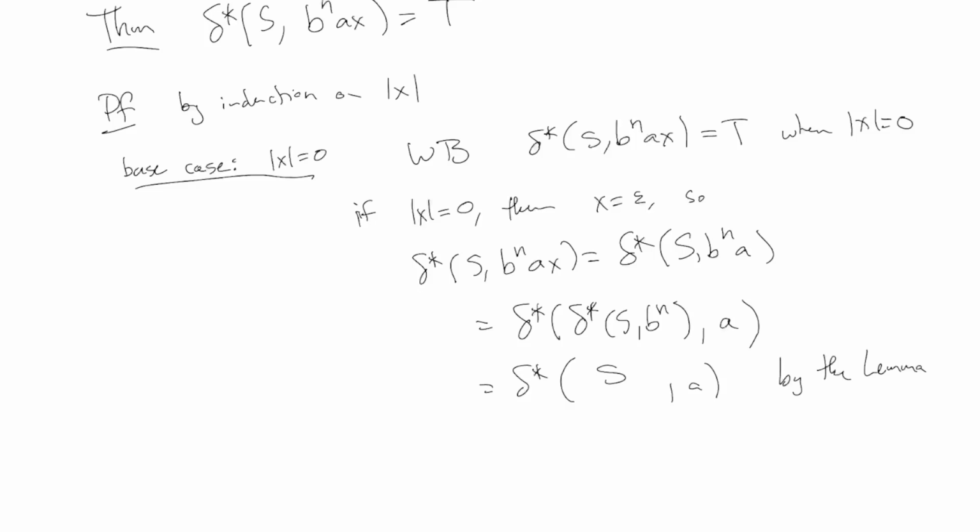And then S comma B to the n, that's the lemma, right? Delta star, that's S, according to the lemma. This is by the lemma. This is where I use the lemma. And then what is delta star of S and A? That's T, by looking at the diagram, right? The arrow from S with an A on it is T. As desired. This is the base case.